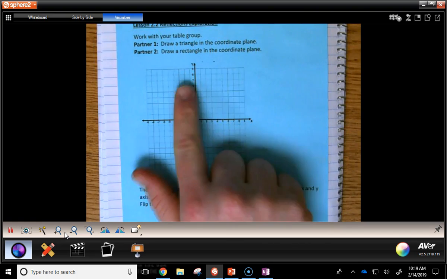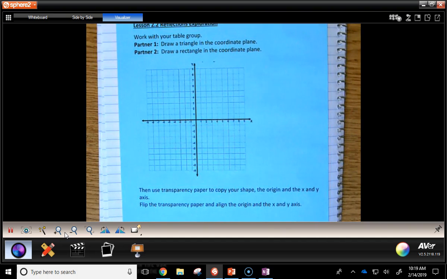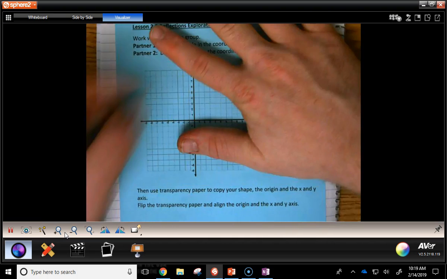So, the third person can just do the rectangle with us. You guys have 3. Okay, so 1, I drew a triangle.